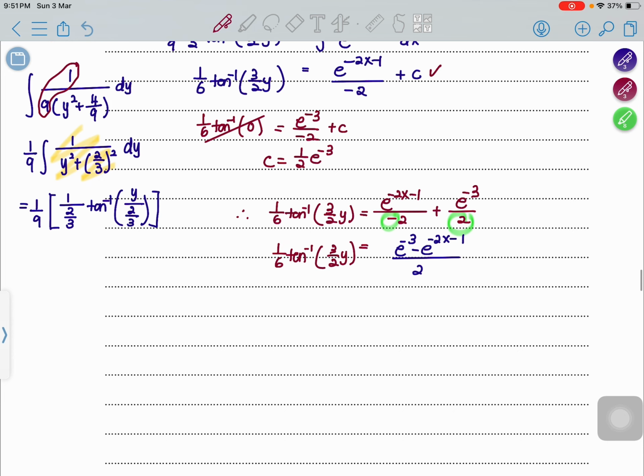You still have to rearrange to make your y as the subject. So you multiply. You bring the 6 over the other side. Can you see this 6? I can bring it over the other side. I'm going to get a 3 there.